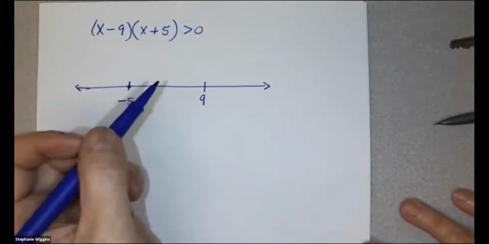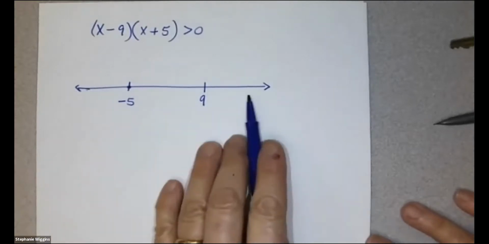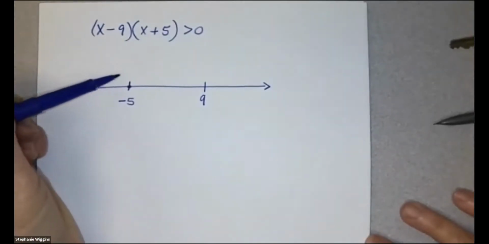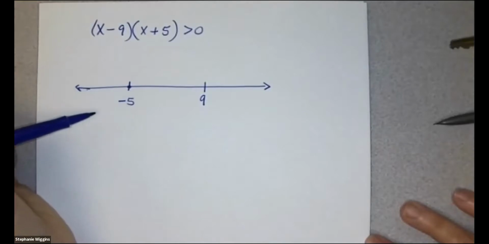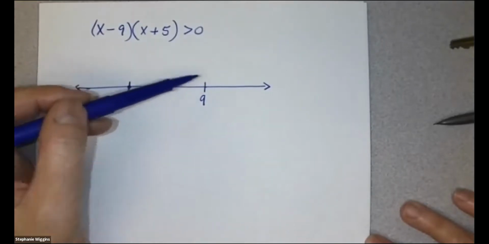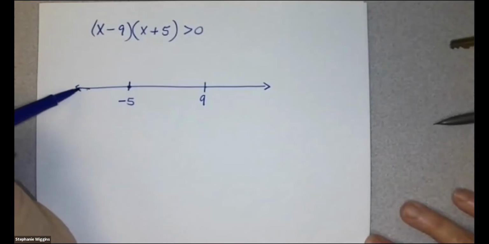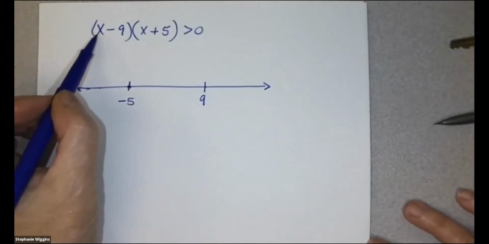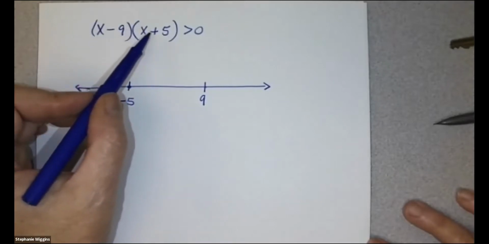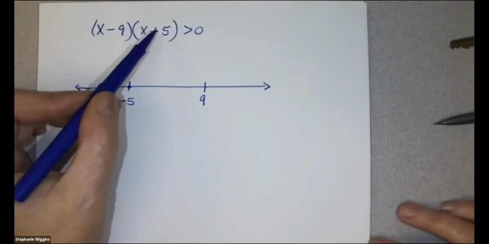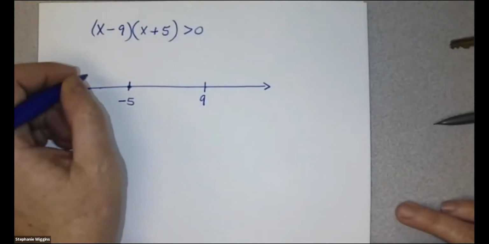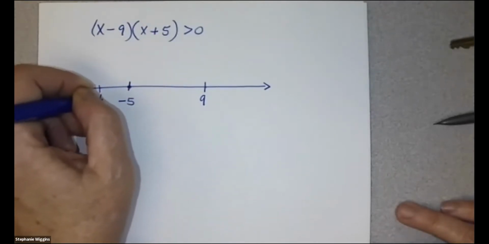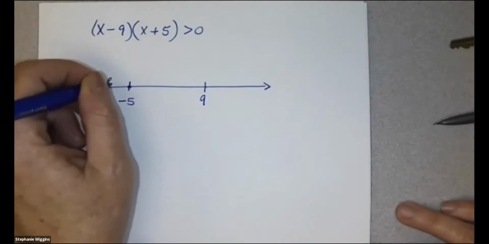What it does is it divides up my x-axis into 3 intervals, and the function crosses from positive to negative or from negative to positive only at these 2 points. So on this entire interval, the function is either positive or negative. So all I have to do is pick one point like -6. If I plug in -6, I get -15 times -1. That's 15. Is 15 greater than 0? True. So if I plug in -6, I get a true statement.